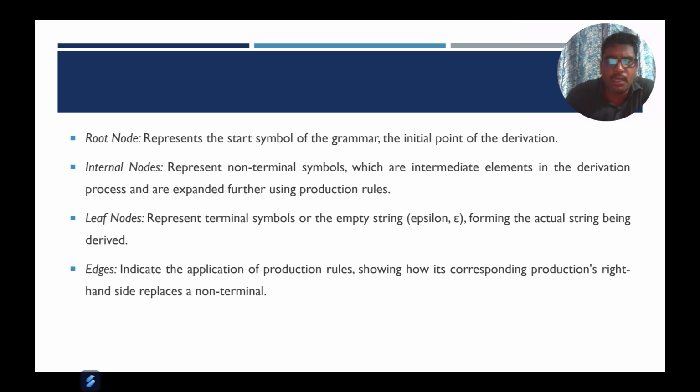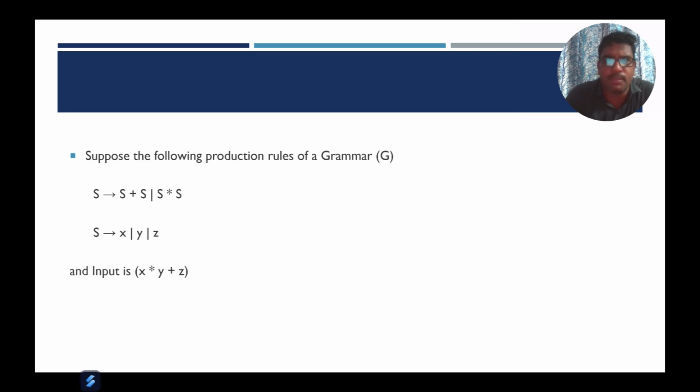Clear? Now we will construct by example. Suppose the following production rules of a grammar. We know that a grammar is a 4-tuple V, T, P, and S, that is variables or non-terminals, terminals, productions, and the starting symbol. Here the starting symbol is S.